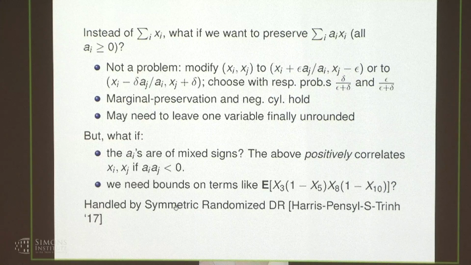The most important keyword here is randomized, right? What do we mean by randomized? Because dependent rounding is already randomized, of course, right? So we'll see. Okay, so this is the problem we want to solve.